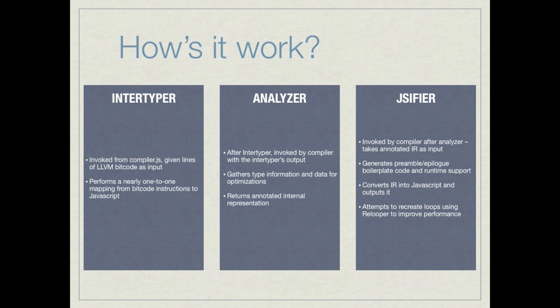The JSifier, as the last stage, has the important job of actually outputting JavaScript, given the annotated internal representation. Before it does so, it outputs a preamble and epilogue to provide basic runtime support and boilerplate code for the code generated by it later. After this has been done, the JSifier converts the input code into JavaScript and outputs it. And once this is done, it does one final pass using the relooper, which is a tool that attempts to recreate the native loops in the original source code to improve performance further still.